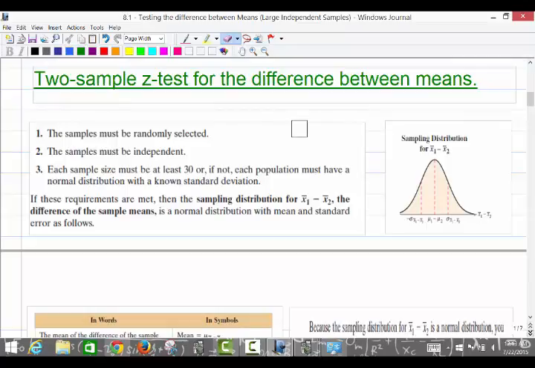Okay, here's some basic criteria. Samples are randomly selected. Samples are independent, they don't depend on each other, and each is at least 30 or more, or we know the standard deviation.